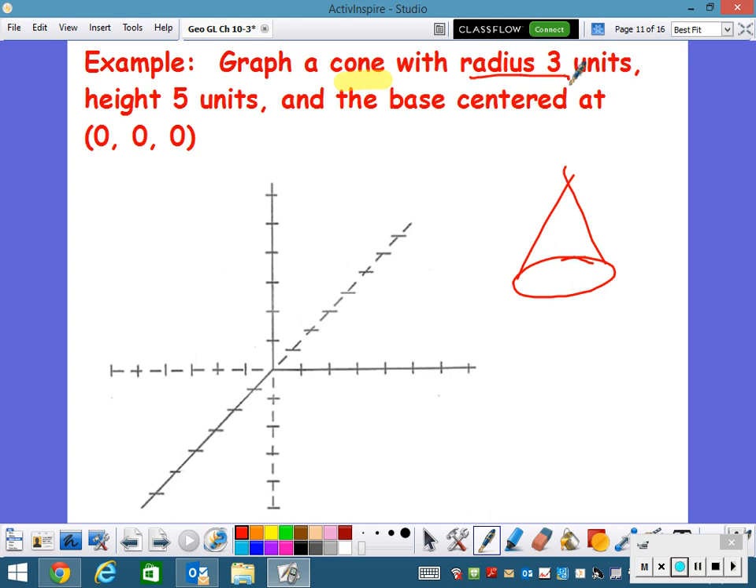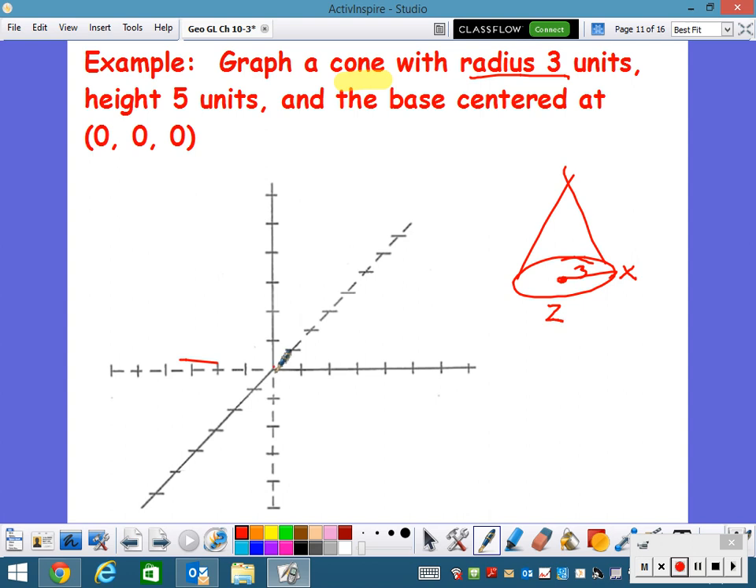Okay, the radius of the cone is 3. So from the center out to all the sides is 3. And if you look at your cone, you can see that the cone is going right and left for sure. So it's going to go on the x-axis, okay? And it's also coming towards you and it's going away from you. That's the bottom of the cone. It's coming towards you and going away from you. So this circle of the cone is going to use up the x-axis and it's also going to use the z-axis for the circle.